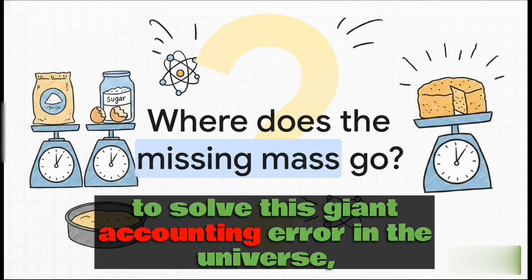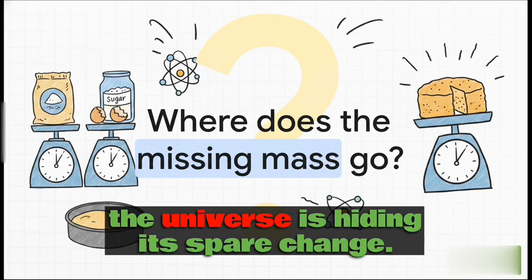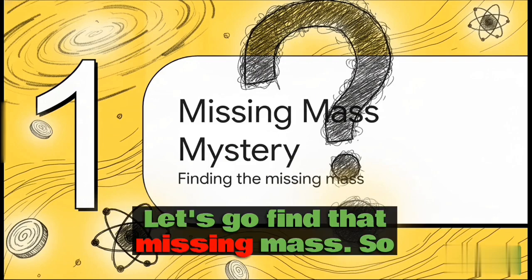So, to solve this giant accounting error in the universe, we really have to figure out where the universe is hiding its spare change. Section 1. The missing mass mystery. Let's go find that missing mass.